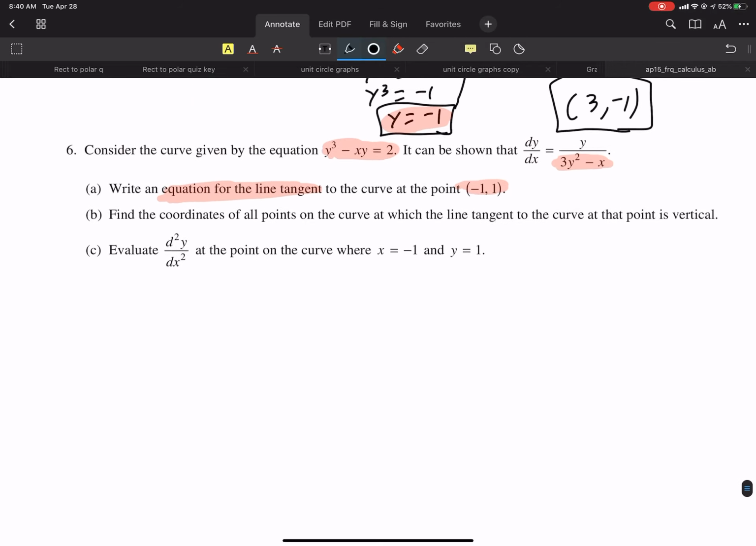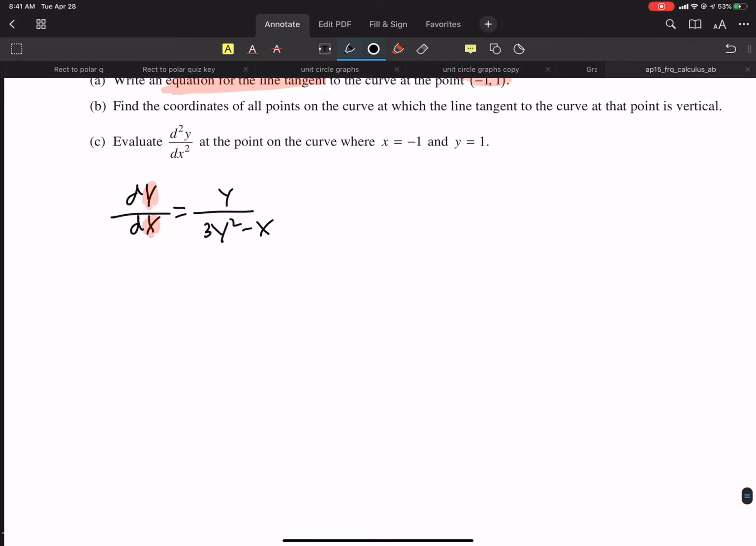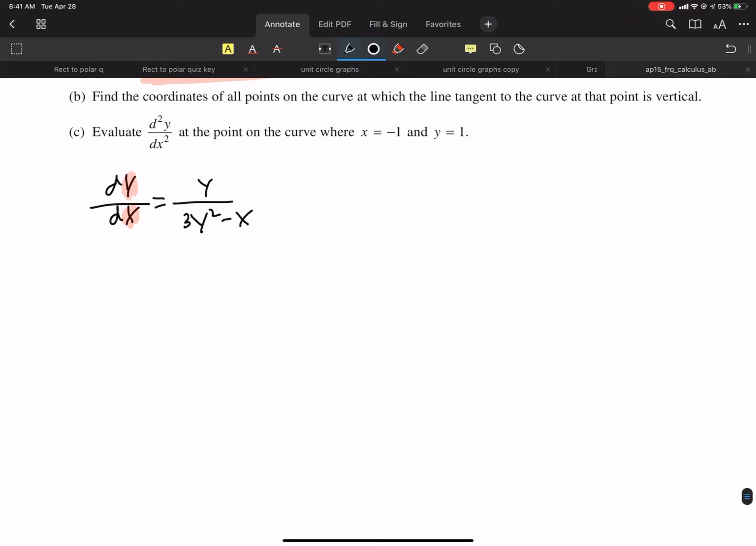And part C, we want to find the second derivative at negative 1, 1. So we have our first derivative. And we have to realize x is our variable, y is our function. So whenever we have an x, we treat it like a variable and just take the derivative. Whenever there's a y, that's got to be treated as a function. So these are functions when we do the derivative.